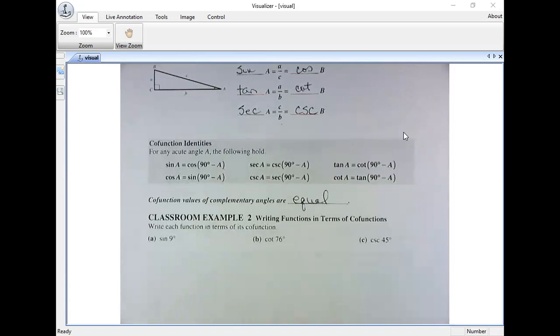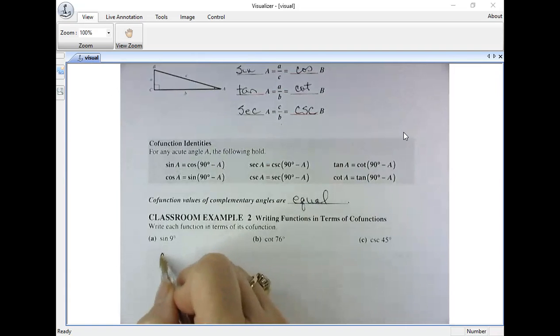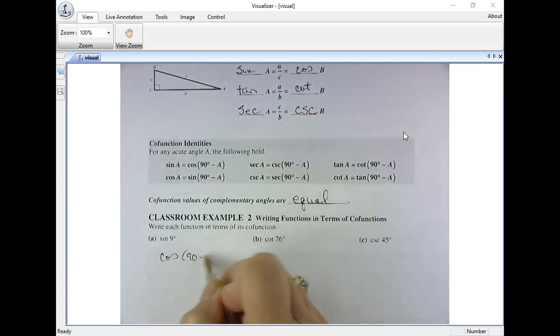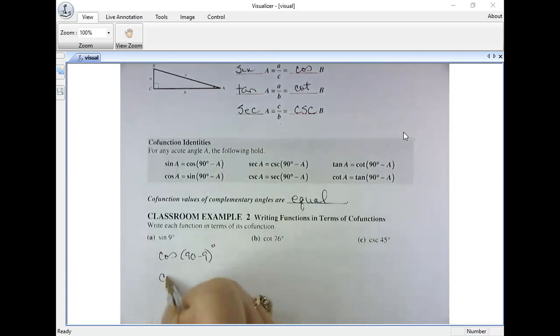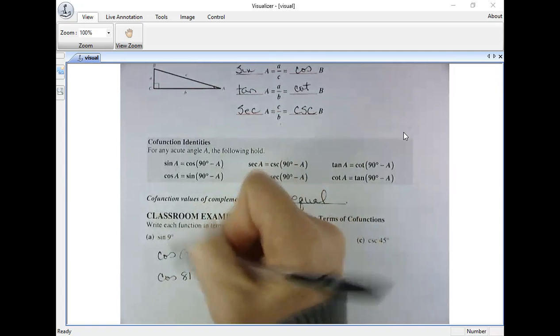So let's see if we can rewrite these in terms of the co-function. The sine of 9 degrees would be the same ratio as the cosine of what? 90 minus 9, which is 81 degrees. Very good. That's all I'm going to have to do is make sure that these two angles add up to be 90. And these will be equivalent.